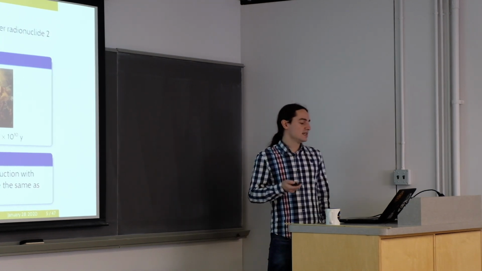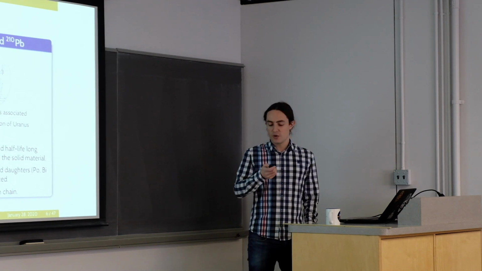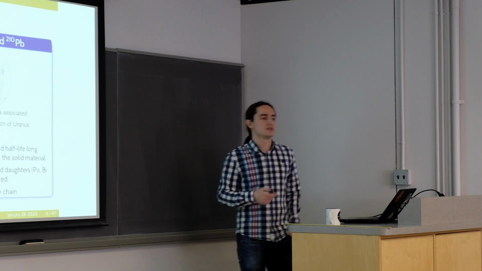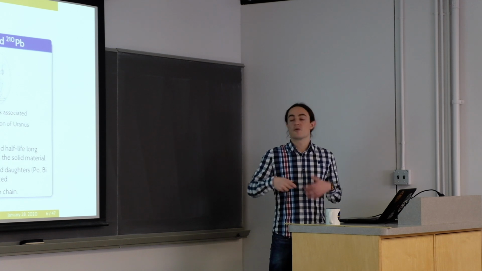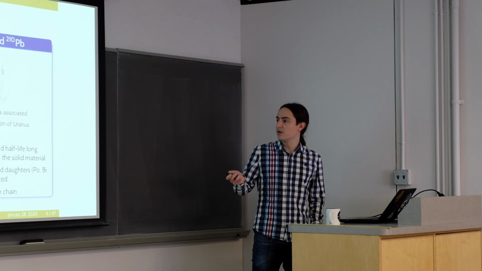But this is not always the case, because, for example, in the uranium-238 chain we have, in between, radon-222, a noble gas with a half-life long enough to be able to escape the solid material where the uranium is, and then it decays after some days. So the daughters of radon are supplied later, until they reach lead-210, which is also very important because its half-life is relatively long, and it forms its own decay chain with bismuth and polonium-210.